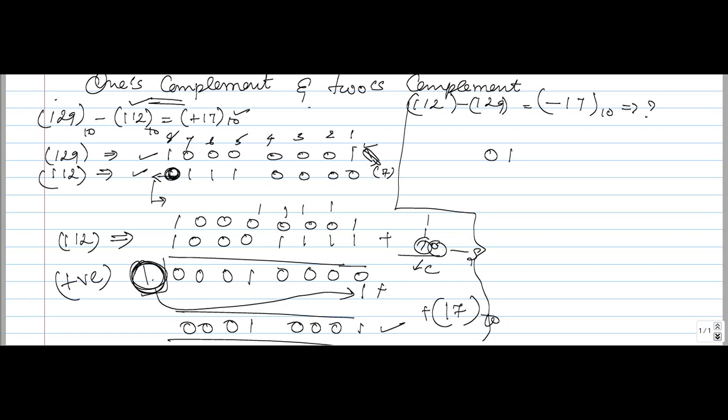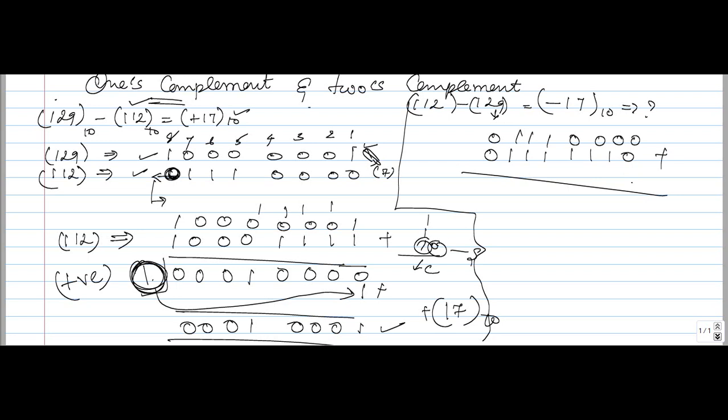As usual, the subtractor should be complemented once. So what is the subtractor? 129. We know what 129 is, right? I'm going to take this 129 and complement it once. So 0, 1, 1, 1, and again 1, 1, 1 followed by a 0. This is the complement of 129.